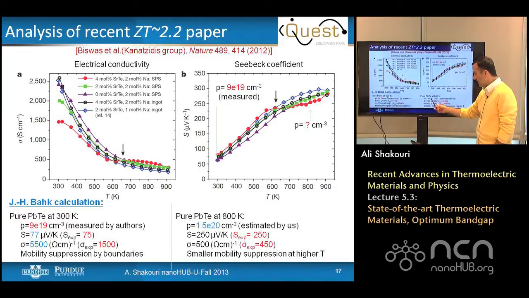Then with this doping, you can explain the Seebeck, but you see the conductivity is not that far from pure bulk lead telluride. So what it means is that at higher temperatures, because the mobility is inherently smaller, you feel less the effect of nanocomposite and the grains and so on, and that's one of the key requirements to get high ZT.